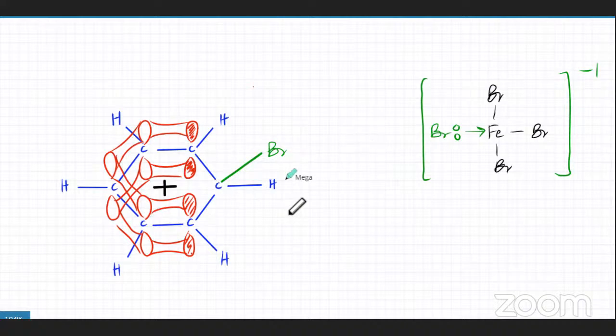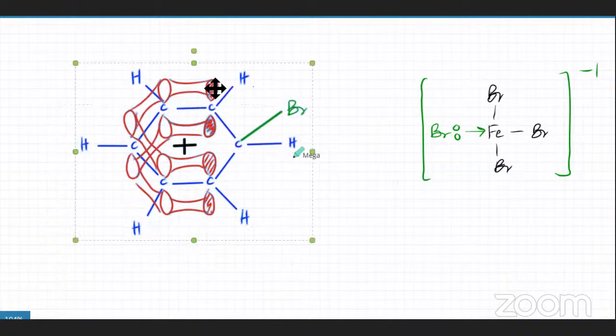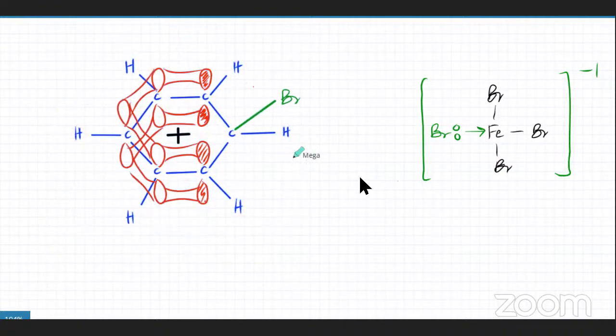So who's willing to give electrons? Bromine came in, and bromine is electronegative, so it doesn't want to lose electrons. But you've got an H over here, and H has a very high tendency to lose electrons. So the last step would be that the electrons over here are given back to the benzene electron cloud, and the H would be lost.